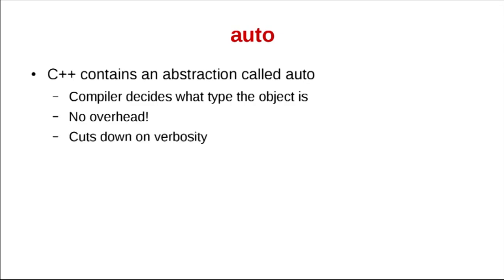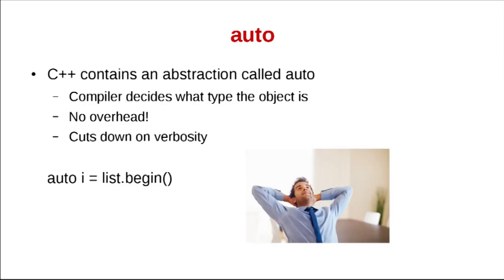Now, it cuts down on verbosity. Like we showed with the iterator example, it makes it much easier to write. Look at this. Oh, look at that. I'm breathing a sigh of relief. That's beautiful. All it is is auto. Ready? So, let's go back. Let's actually just do this right now.